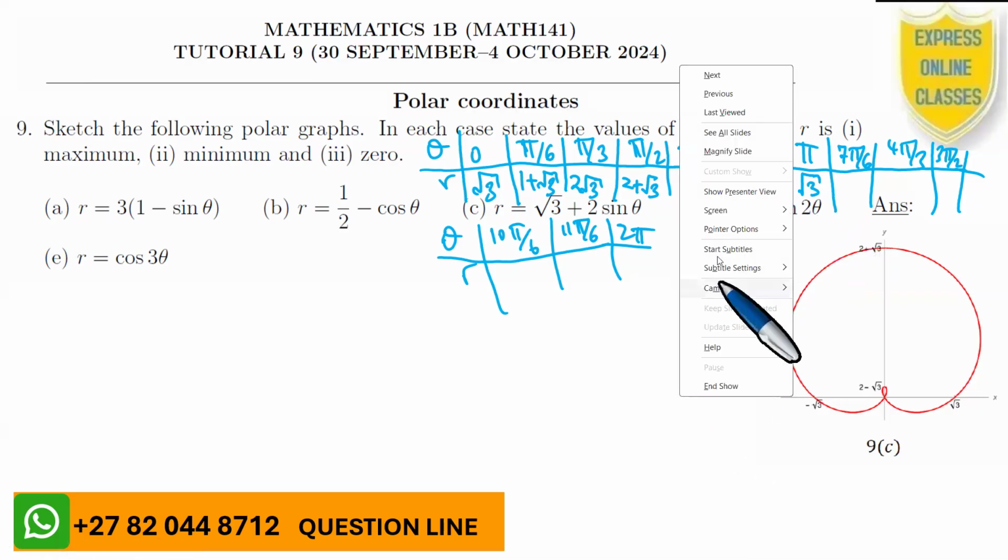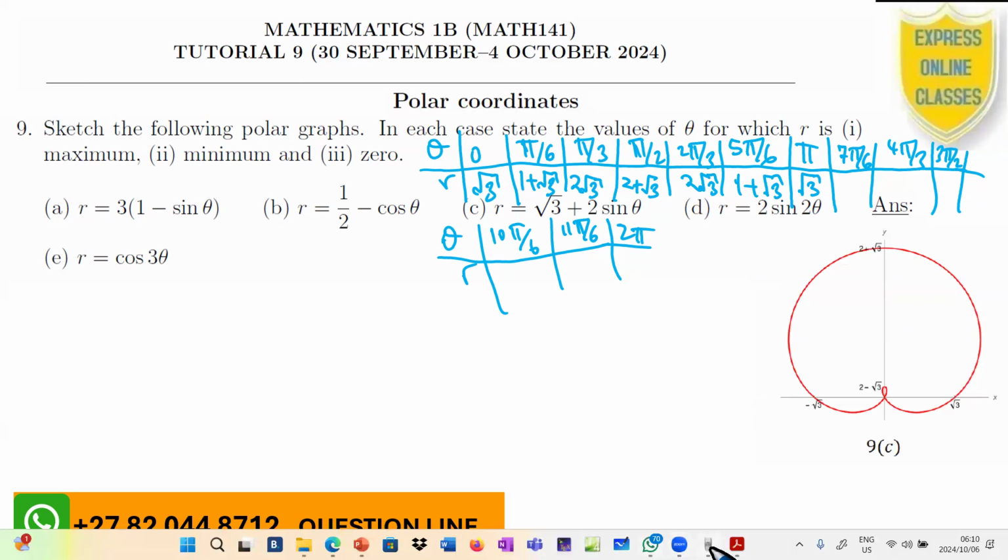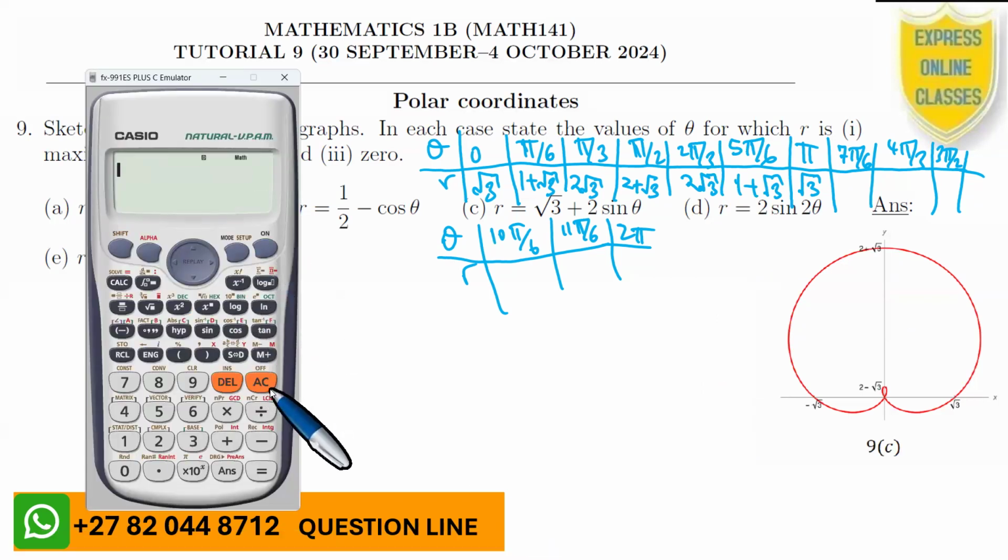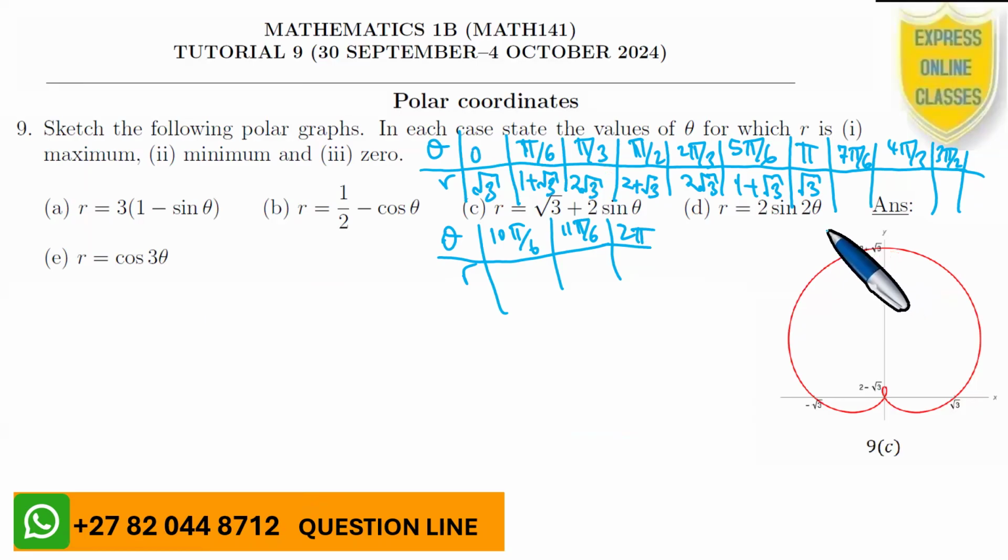7 pi out of 6, which is square root of 3 plus 2 times the sine of 7 times 30, which is minus 1 plus the square root of 3. But minus 1 plus the square root of 3 is the same as what? 0.73. So here you have minus 1 plus the square root of 3, which is 0.73.